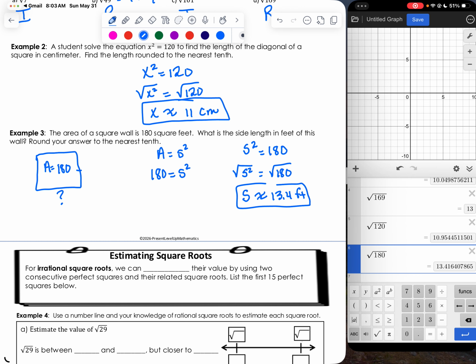So I know that each side is approximately 13.4. So if I were to do 13.4 squared, I should get something close to 180. 179.56, which would round to 180. So we know our answer is correct.